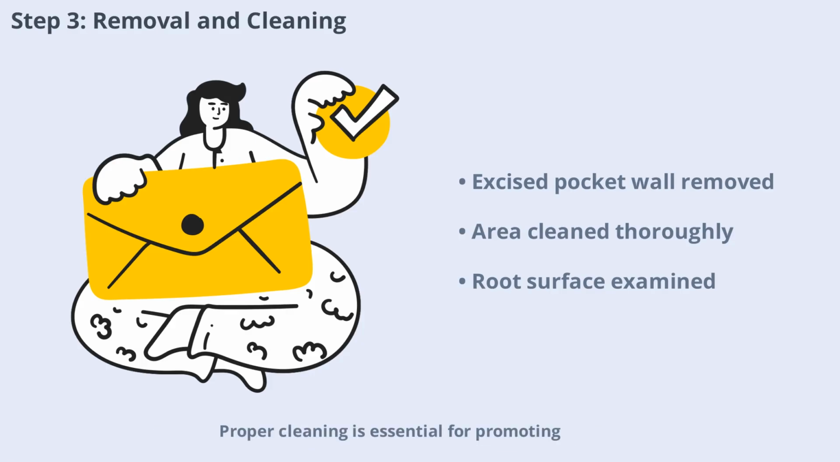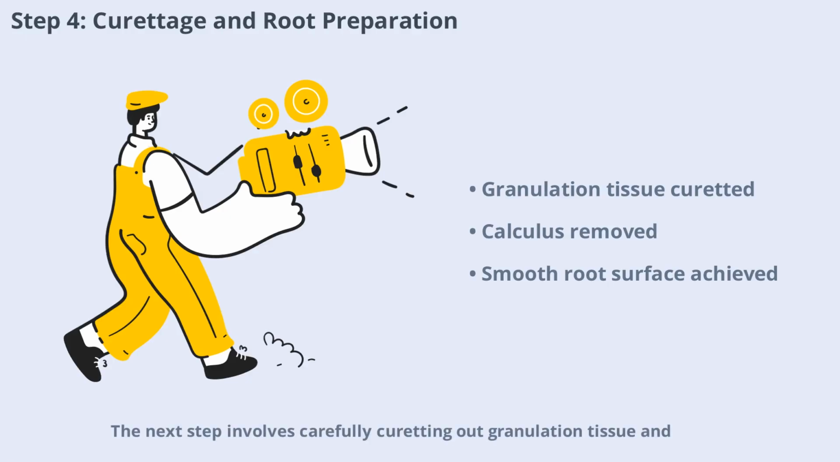Proper cleaning is essential for promoting healing and preventing recurrence of periodontal disease. Attention to detail during this step can significantly impact the success of the procedure. The next step involves carefully curetting out granulation tissue and removing any calculus or necrotic cementum from the root surface. This process leaves a clean and smooth root surface, which is essential for proper healing and reattachment of the gingiva.